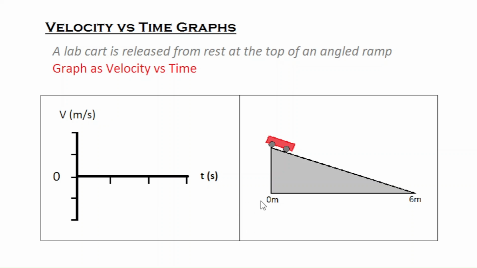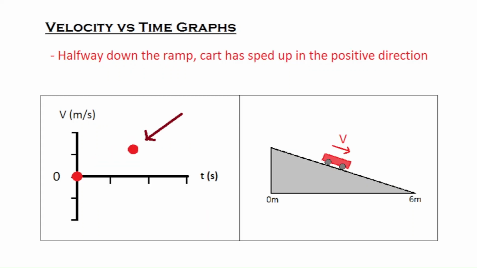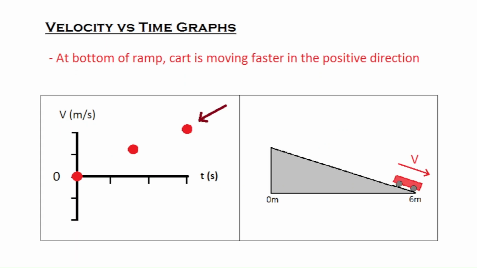And because it's starting at 0 meters and ending at 6 meters, it's increasing its position by positive 6 meters. That means it's moving in the positive direction. But we're graphing this as velocity versus time, and it's released from rest, so our starting velocity should be 0. A moment later, the cart is moving in the positive direction with some velocity, so I'll put my data in the positive quadrant, and a time later near the bottom of the ramp, the cart is moving even faster, so we're going to have an even larger velocity still in the positive direction.